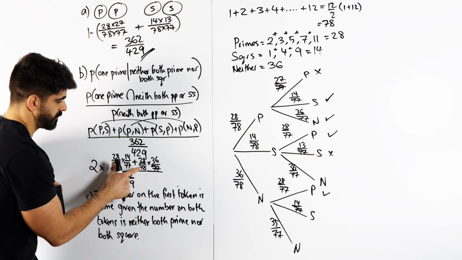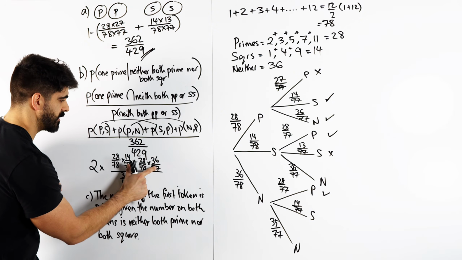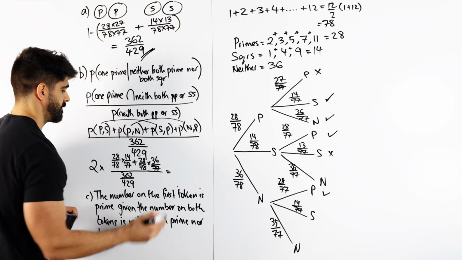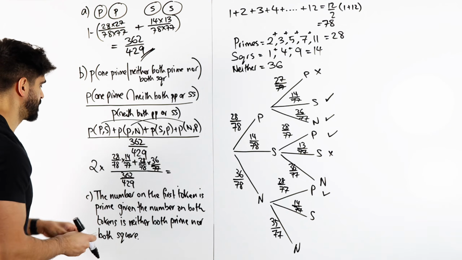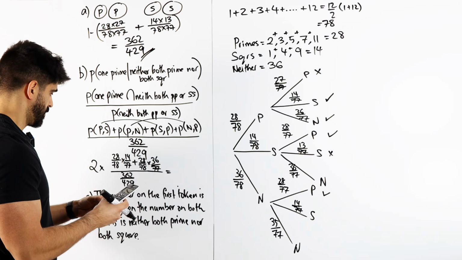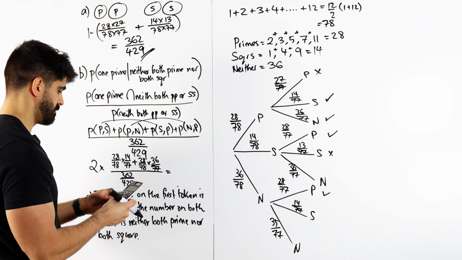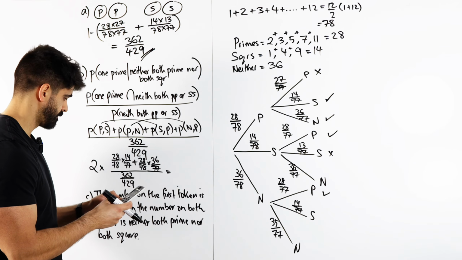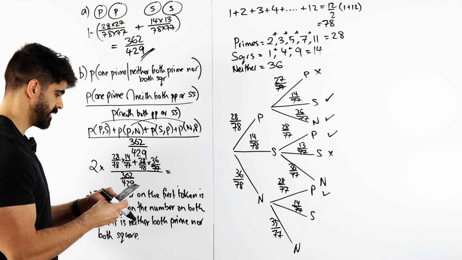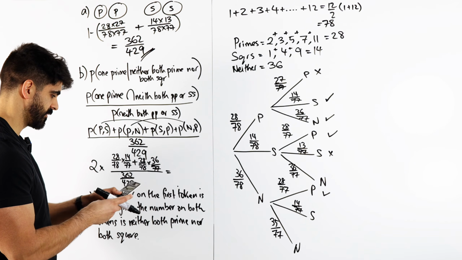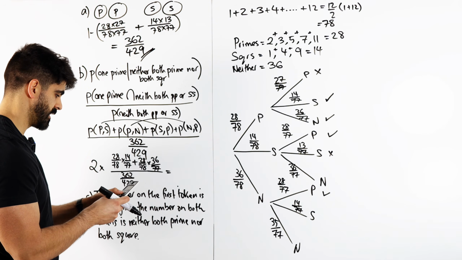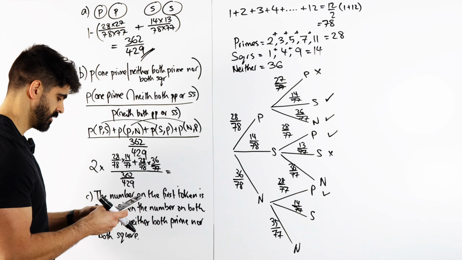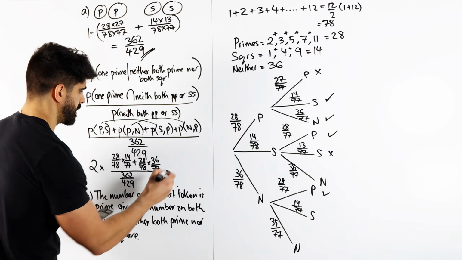You can actually see it from here. If you factorize out 28 over 78, you're left with this plus this, which is 50 over 77, which is what I'm going to type in my calculator. So I'm going to do 2 times fraction bracket 28 over 78 times 50 over 77, all divided by fraction 362 over 429. 100 over 181.